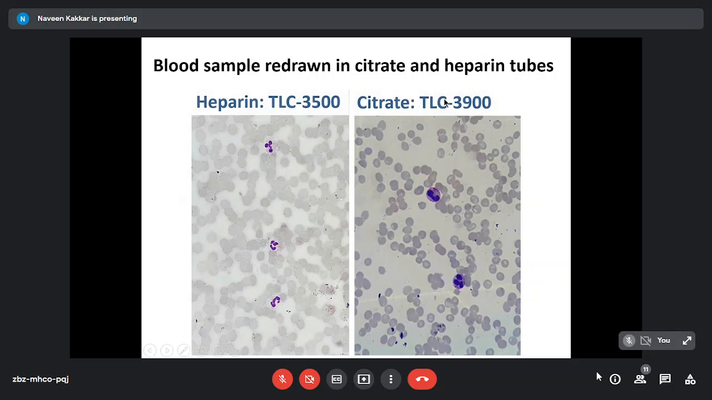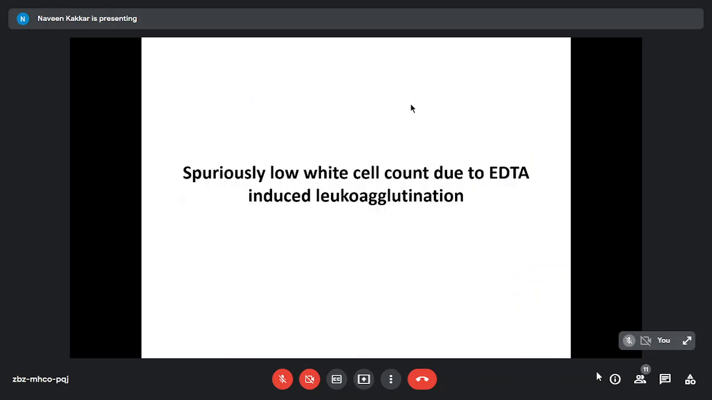The TLC was good in citrate. The initial one was 1900, so it's almost doubled. That means it still had some phenomena of hypersplenism, but at least the TLC is much higher now. So that's a spuriously low white cell count due to EDTA-induced leukoagglutination. I hope you remember now what I said on the expanded form: error, dilemma, and trouble causing anticoagulant. You had so many examples today itself.